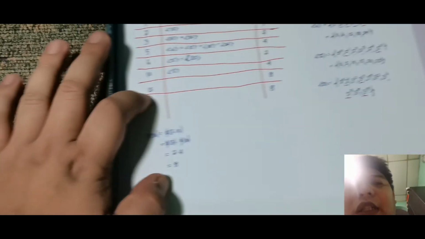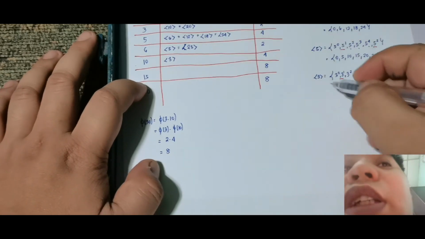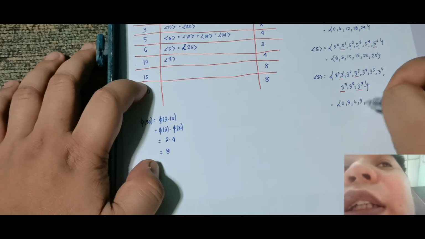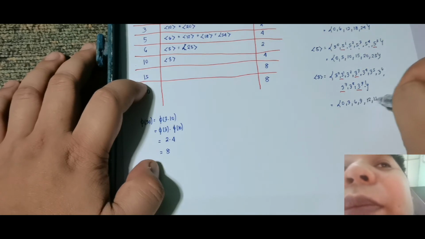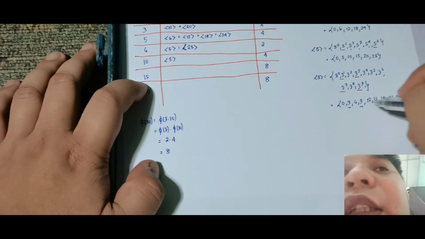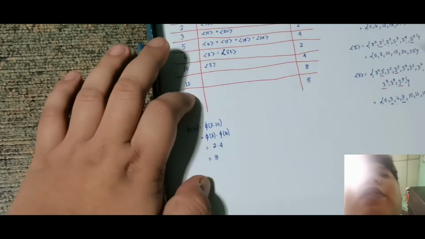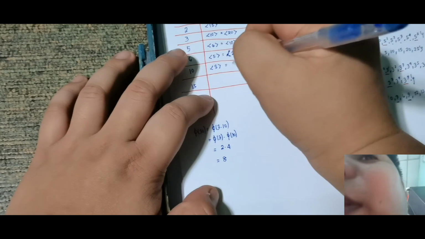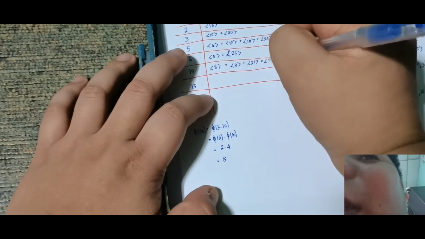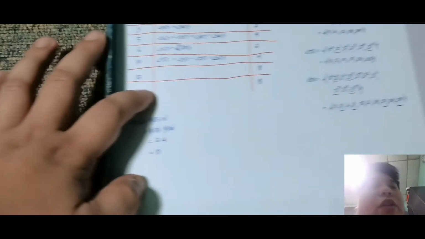Okay, so sino-sino yung mga yan? So sulat ko muna no, sino-sino ba yung mga yan? So this is just 0, 3, 6, 9, 12, 15, 18, 21, 24, and 27. So sino yun? Si 3, si 9, si 21, at si 27. Silang lahat. So si 3, si 9, si 21, tapos si 27.